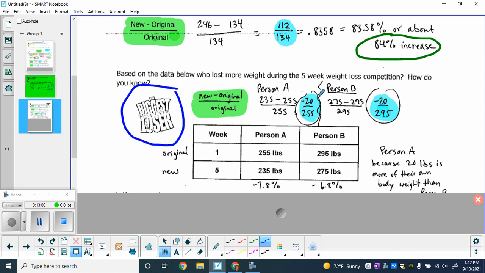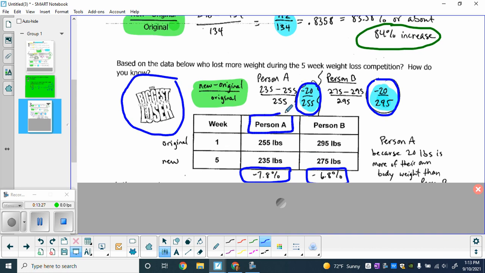So if person A loses 20 pounds out of 255, they have lost 7.8% of their body weight. And if person B loses 20 pounds out of 295, it's not quite as much because their body already weighed more. So losing 20 pounds if you weigh more isn't going to be as big of a deal as losing 20 pounds for the person who weighs a little less. So in this situation, The Biggest Loser is going to say, hey, you won, person A, because you lost 7.8%, while person B only lost 6.8%.